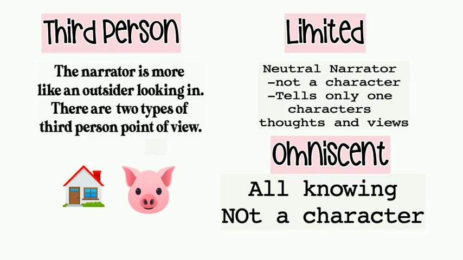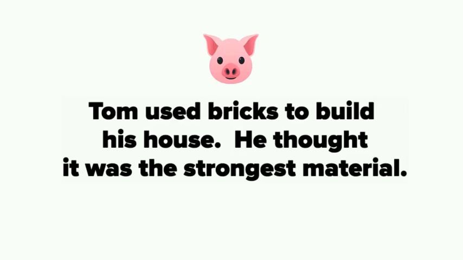If we only knew how one character. Okay, let's try one out. Tom used bricks to build his house. He thought it was the strongest. So I know that I'm getting the thoughts of Tom and what he feels and believes because it tells me he thought. And so I'm using the pronoun he, and we have the character's name Tom, so there's no I. So this is going to be third person point of view. Which one? Omniscient or limited? Well, based on what we have, we only know what the one character is saying or thinking. So we know that it's just focusing on what Tom.